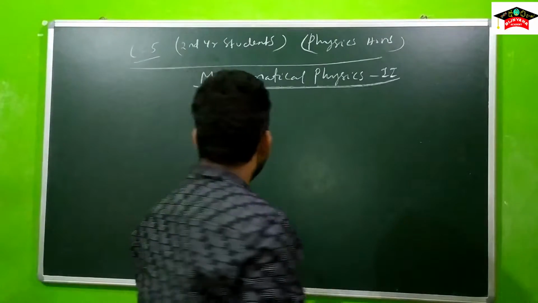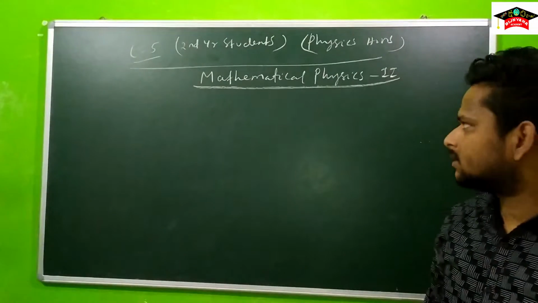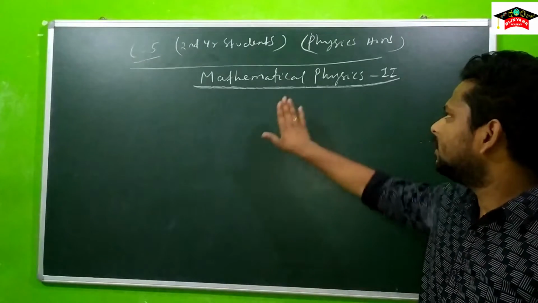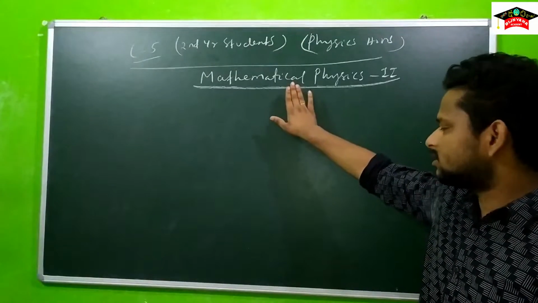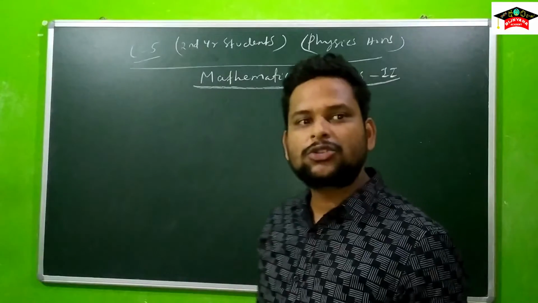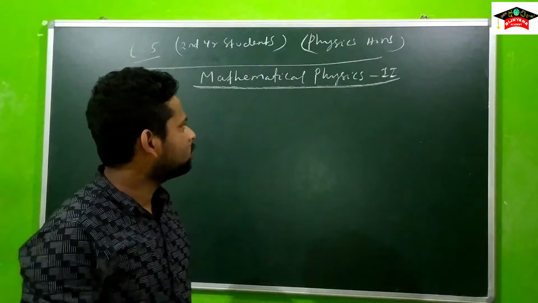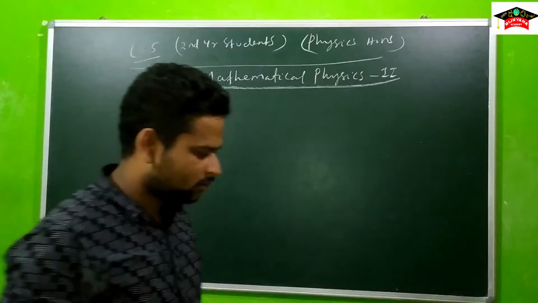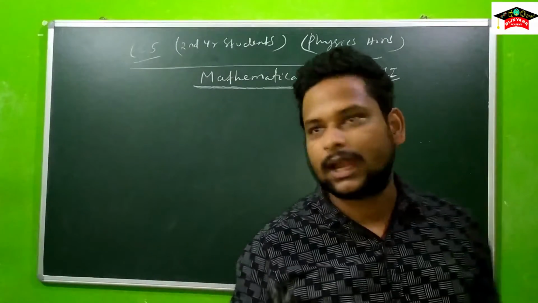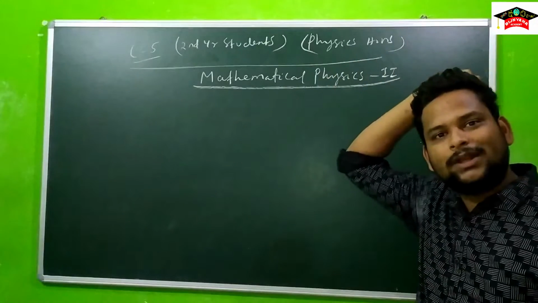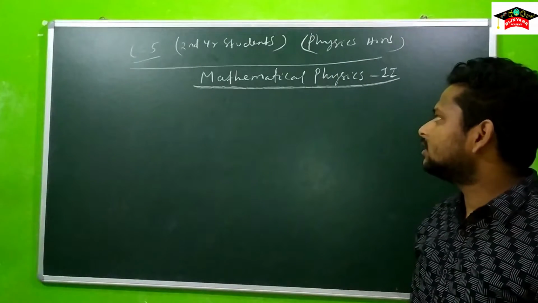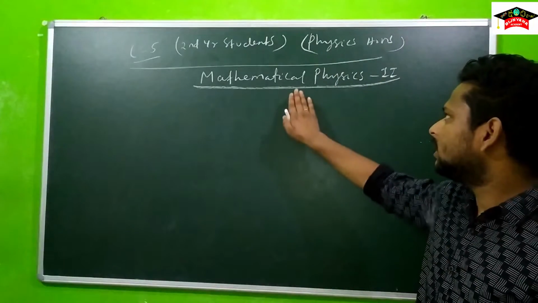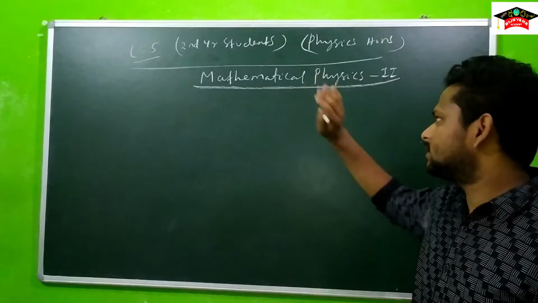So before going to the topic of mathematical physics, we have to know that mathematics is a major subject that is needed most of the time in physics. That's why mathematics is also called the language of physics. Without mathematics, we can't understand the basics, the applications, the proofs and the theorems of physics. So mathematical physics is an essence for physics.